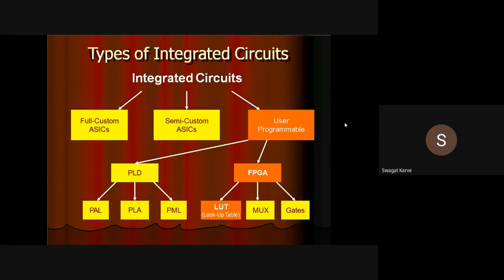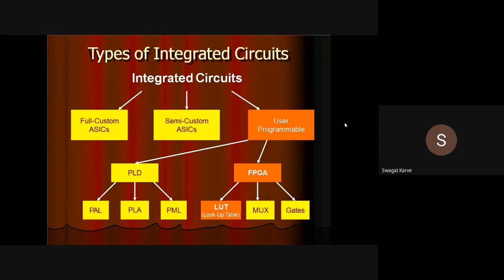Okay, so integrated circuit has three different categories: full custom ASIC, semi-custom ASIC, and user programmable. Now in that user programmable, again you have two categories, PLD and FPGA. And again in PLD you have PAL, PLA, and EML. And FPGA consists of different lookup tables, mux, and gates. So this is the generalized category or generalized tree diagram for the integrated circuits.